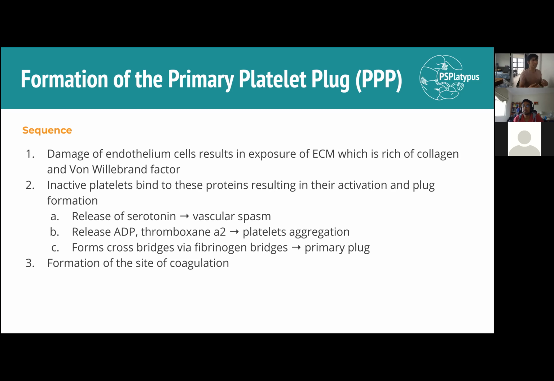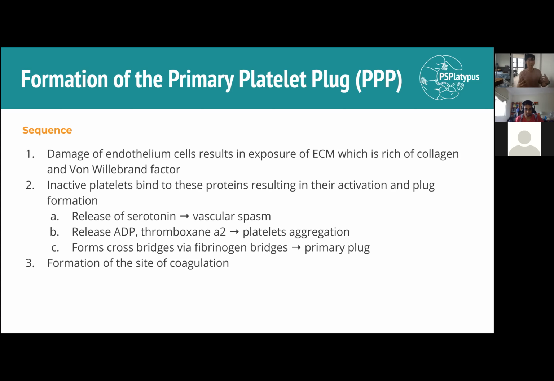And these are basically platelet signaling molecules that cause more platelets to aggregate in the area in a positive feedback loop. So the more platelets that are activated, the more that are recruited, resulting in even more platelets. The activation of these also results in cross bridges forming by fibrinogen, forming the primary plug. And this forms the site of coagulation, or secondary hemostasis.